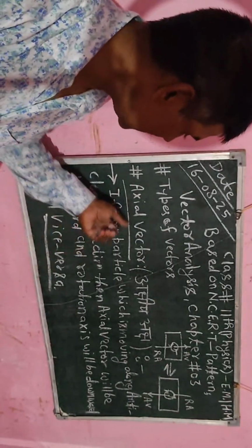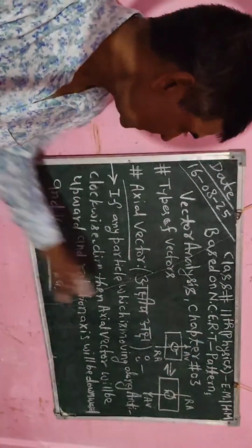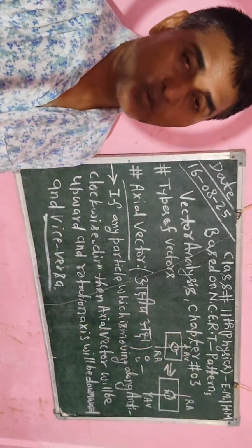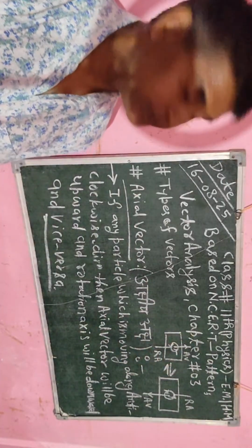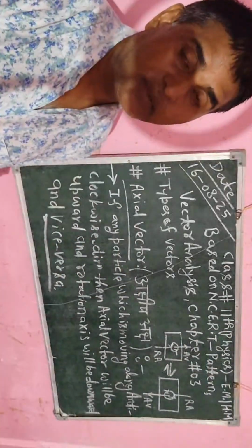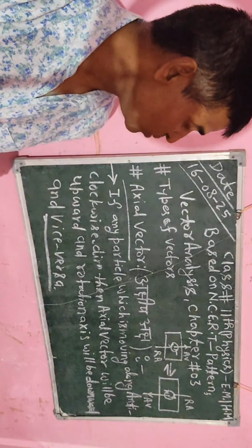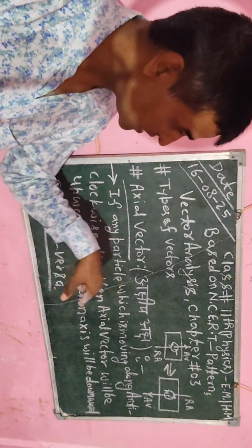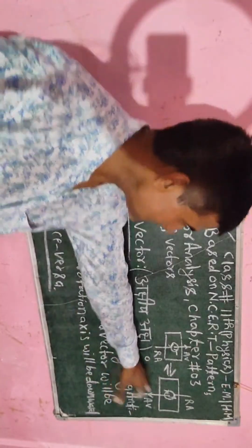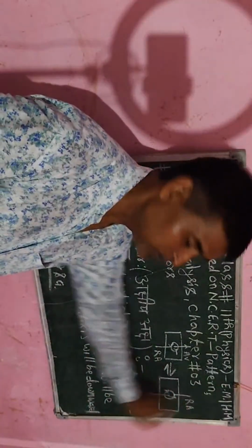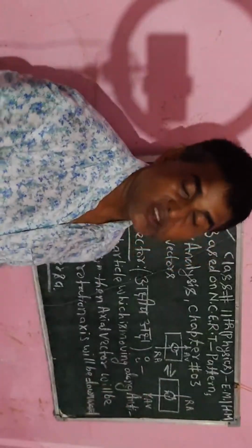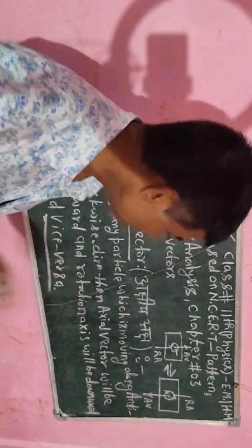Topic name is the axial vector. If any particle is moving in the anticlockwise direction, its axial vector will be upward from the given point. And if the particle is moving in the circle in the clockwise direction, in this case I will say that the axial vector will be downward, but the rotation axis will be upward. Okay, this is the information, and each and every student has to know this information clearly.